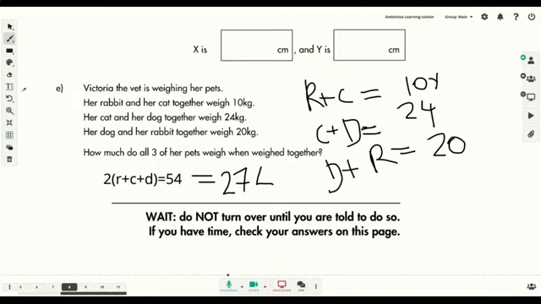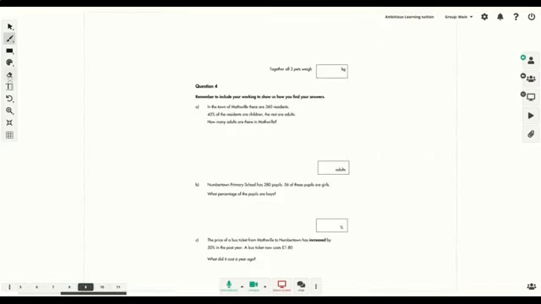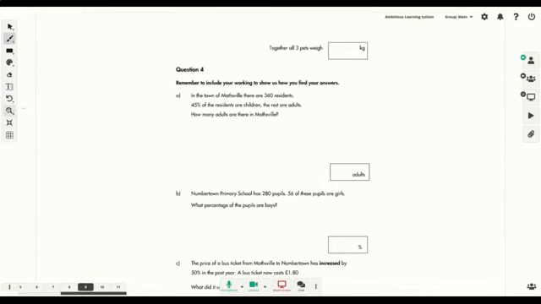Because you need to know how much each one costs. So the first one is 54 and the second is 54. How much do all 3 of her pets weigh? So you need to find out the weight of each of the 3 pets. 54 is the total. So how much does one pet weigh? You need to divide it by 3 because there are 3 of them. And then you will get your answer as 27 kg. So this is the weight of one of them. So let's move on to the next one.